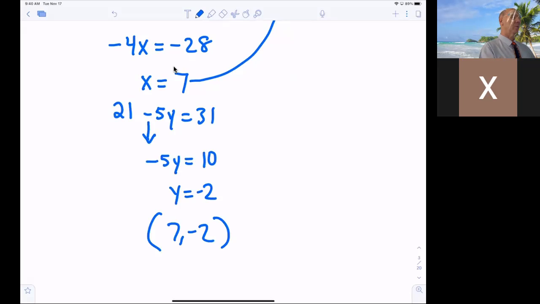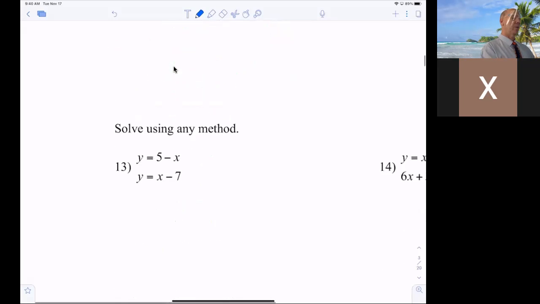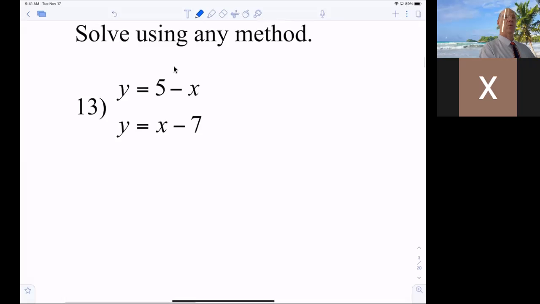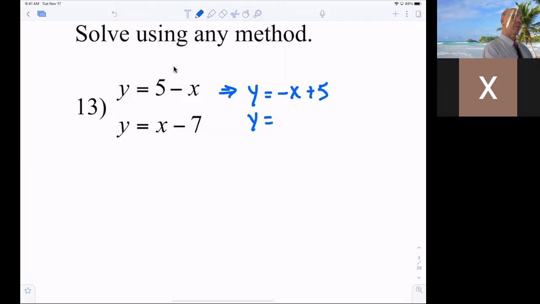Anybody have any issues? All right, let's have some more fun. 13. Solve this however you want. The reason why I think those of you who said it was the addition method, I'm okay with that. But in order to do the addition method, I want to change this over to negative x plus 5, right? Because I want to line them up so they'll cancel.